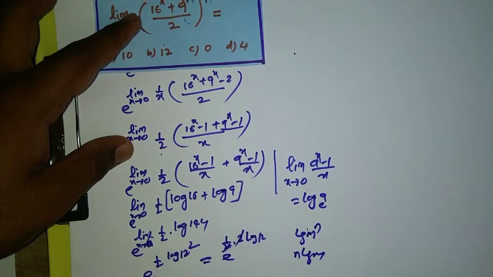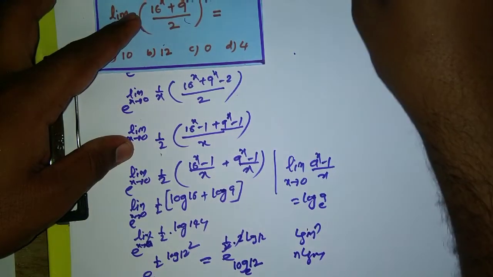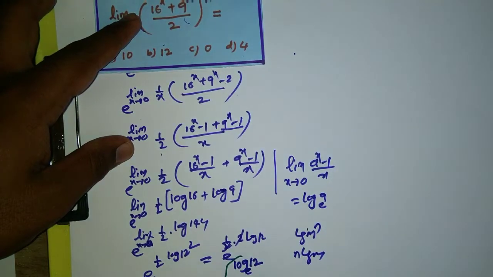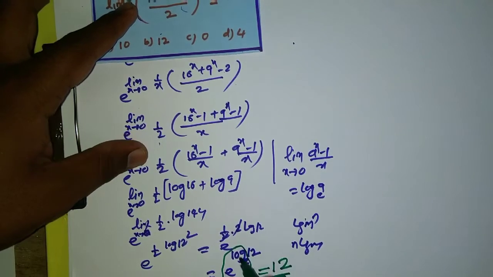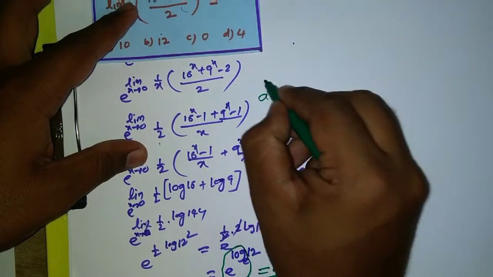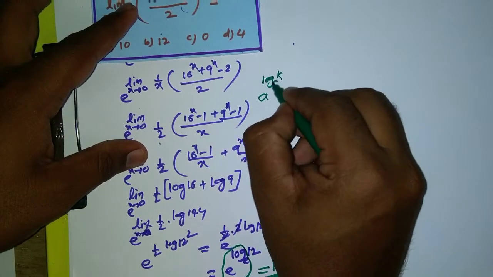This 2 is to cancel here. What's the answer here? e raised to log 12. Here base e should be there. In this case, this guy completely cancelled. This is a property of log. Hence your answer is what here? Simply 12. So remember, students, e raised to log k to the base a.